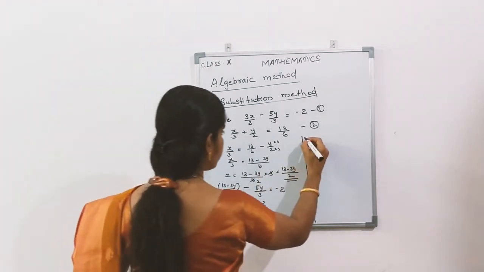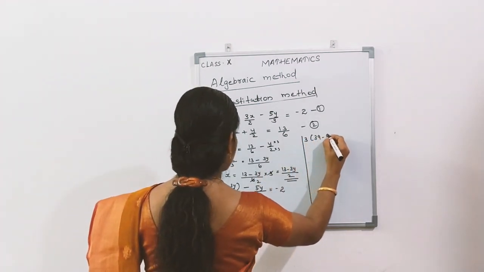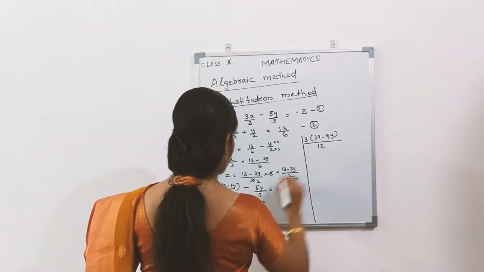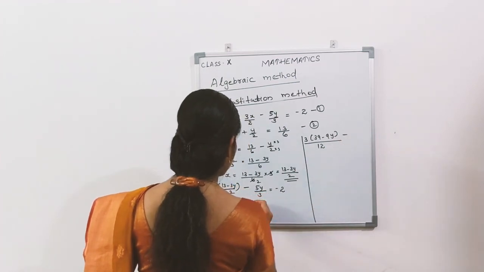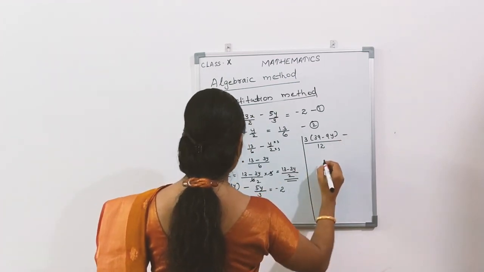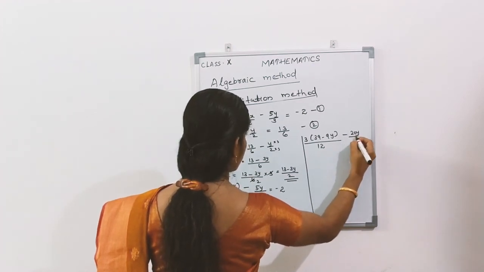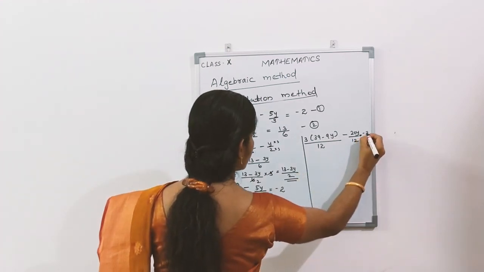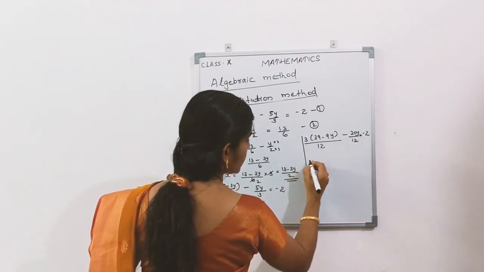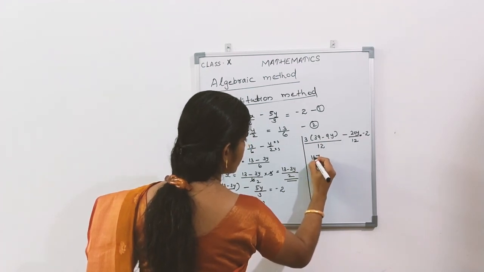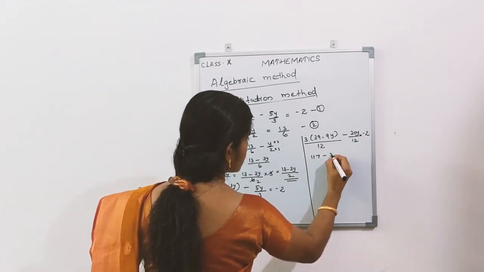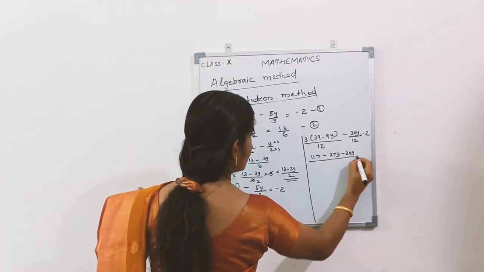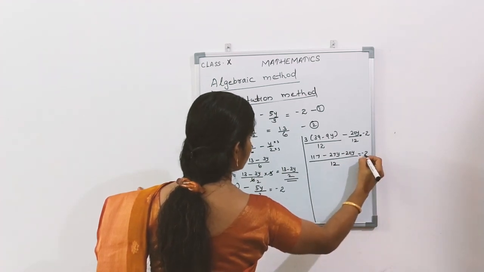First you want to multiply with 3: 3 into (39 minus 9y) by 12, minus, here you want to multiply with 4, then 20y by 12, is equal to minus 2. Then 3 into 39 means 117 minus 27y minus 20y, all divided by 12, is equal to minus 2.